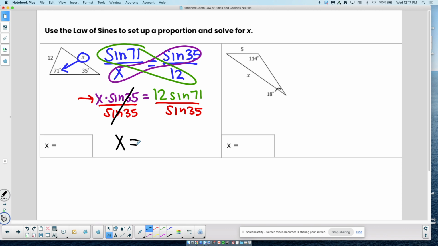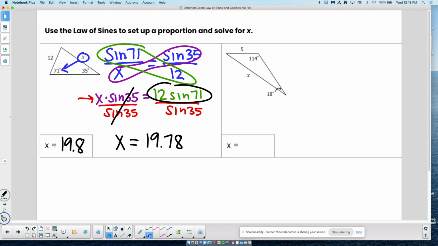So if you have a calculator, I would just type in the numerator, so 12 times sine of 71. You have to finish out your parentheses. So end the parentheses, divided by sine 35, end parentheses. It equals, and you should be getting 19.78 if you type it in correctly. If you're not getting that answer, you could just type in the numerator, get the number there, and then divide it by the sine of 35. We'll just round to one decimal place, so 19.8. That is basically law of sines.